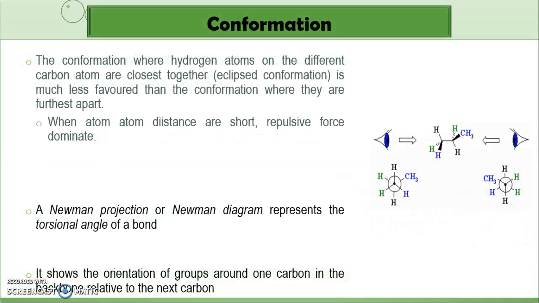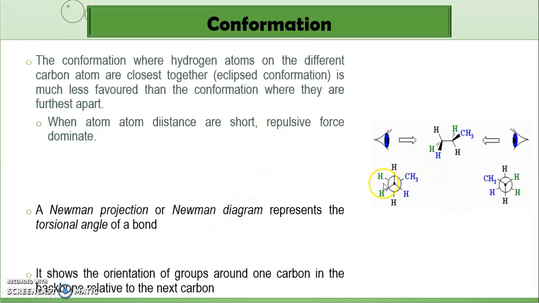The conformation where hydrogen atoms on the different carbon atoms are closest together, which is the eclipsed conformation, is much less favored than the conformation where they are furthest apart. When atom distances are short, repulsive force will dominate. A Newman projection, or Newman diagram, represents the torsional angle of a bond. It shows the orientation of groups around one carbon in the backbone relative to the next carbon.